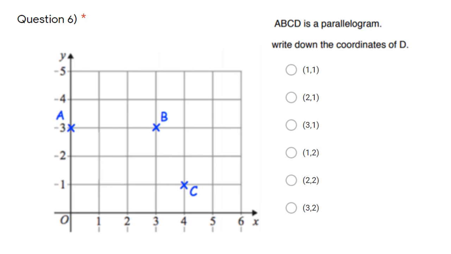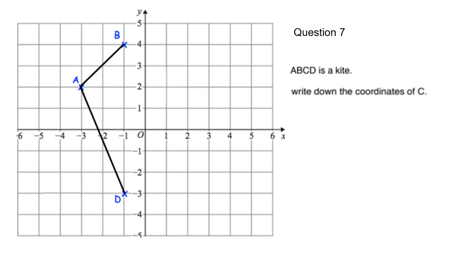Question 6, a bit like the rectangle one from earlier, but if corner D makes a parallelogram this time, where would corner D go? Okay, so which one of those coordinates would make a parallelogram with the 4 corners? And then the last one, what you've got there is half of a kite. Where would the fourth corner go to make a full kite? And you've got to write down the coordinates. So it's called corner C. Where would corner C have to go to make a kite?